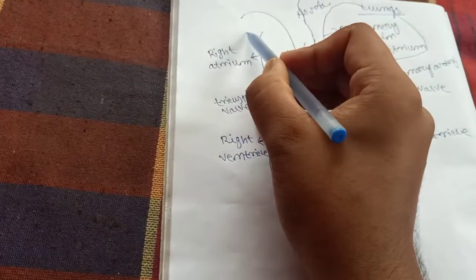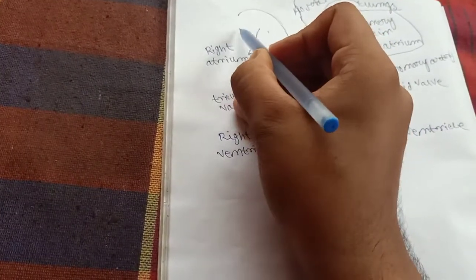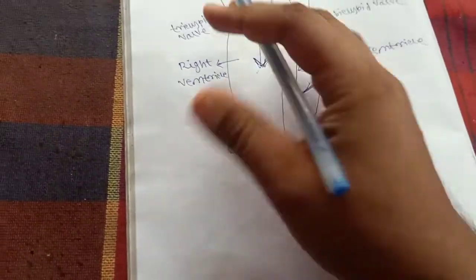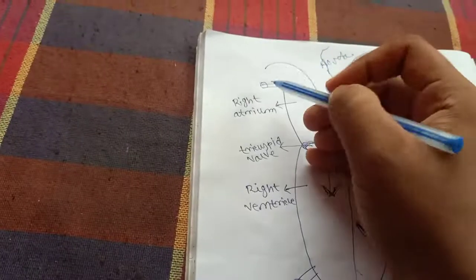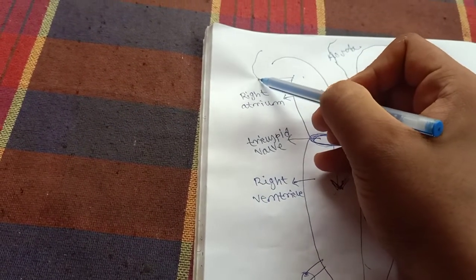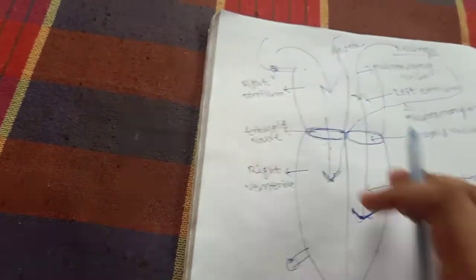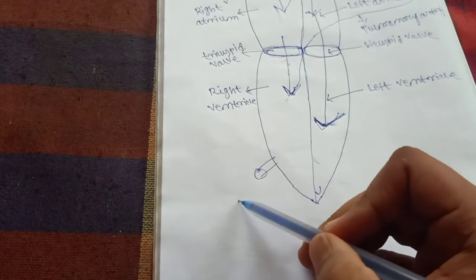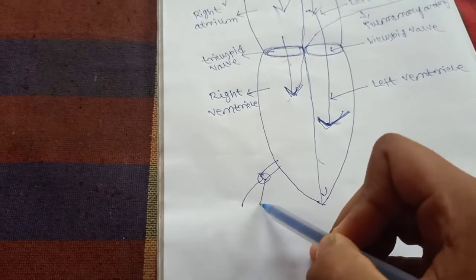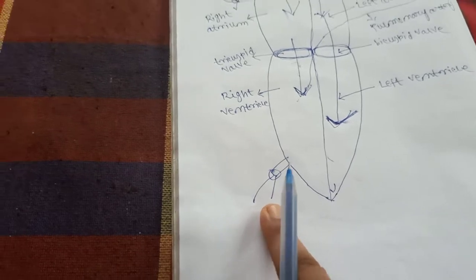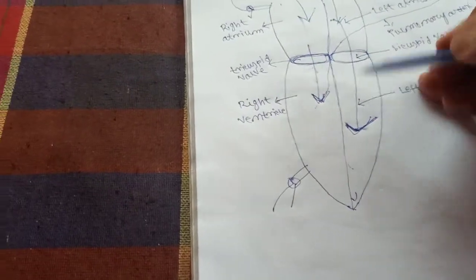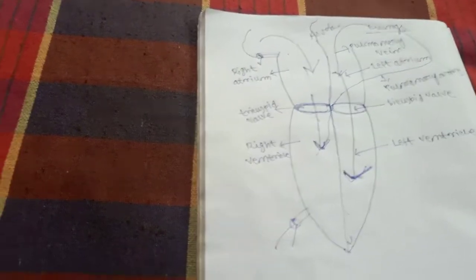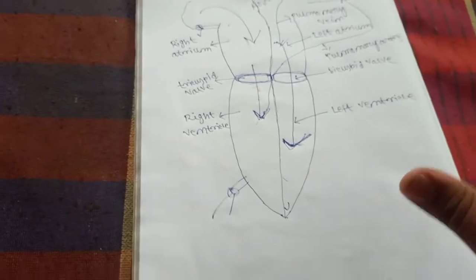Here you can see the superior vena cava, and this is the inferior vena cava. The upper part of the body, the head, that contains deoxygenated blood flows directly to the right atrium through the superior vena cava, and the lower part, below our head, sends all its deoxygenated blood through the inferior vena cava. However, this oxygenated blood is carried to all the parts of our body and supports all the physiological functions of our body properly.